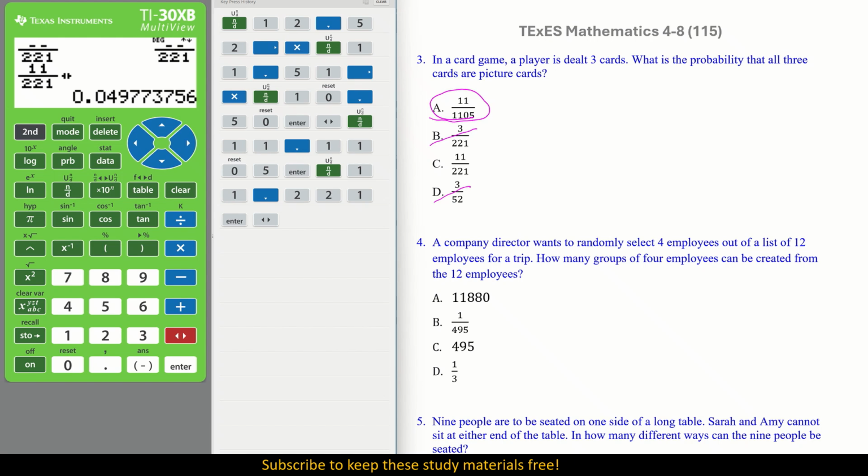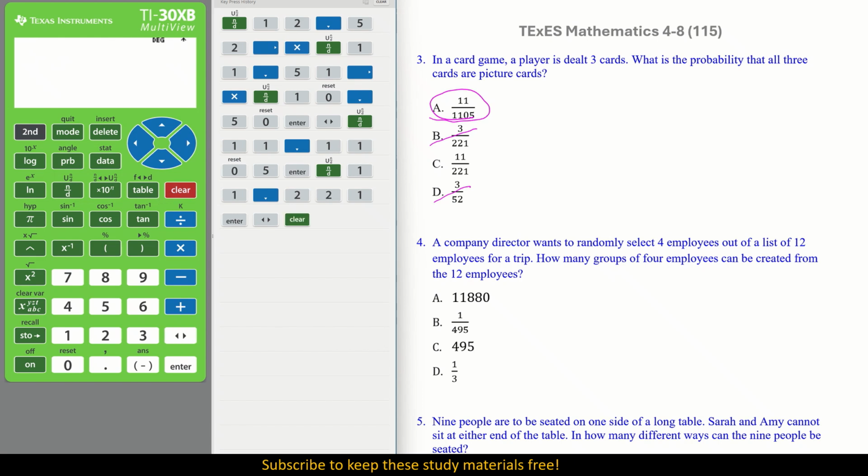A company director wants to randomly select 4 employees out of a list of 12 for a trip. How many groups of 4 employees can be created from the 12 employees? Well, that's a combination because obviously order doesn't matter. Okay, so let's do that.